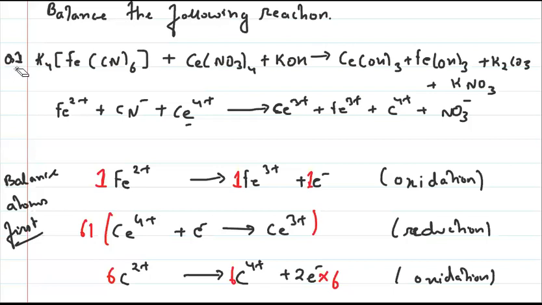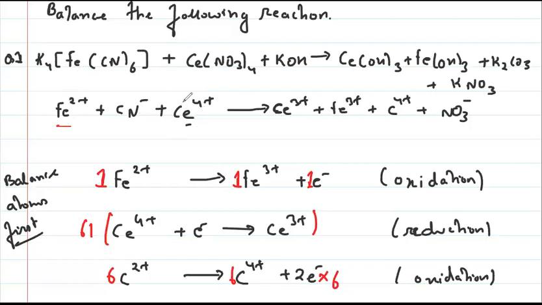if you see the first question, we have multiple elements which are oxidized and reduced. The first step, what was the first step? Tell me. The first step was to write the elements which are oxidized and reduced. So Fe2+, CN-, Ce4+ from the reactant side and product side.